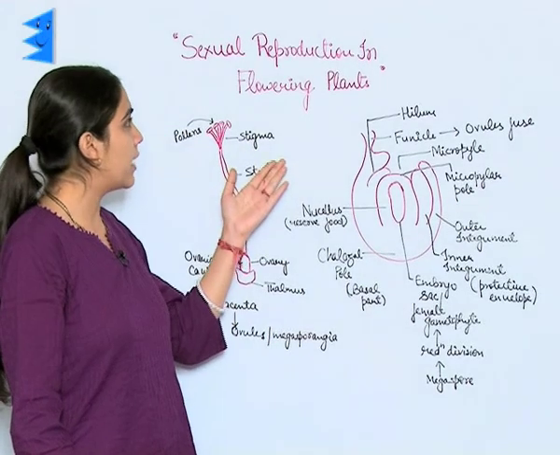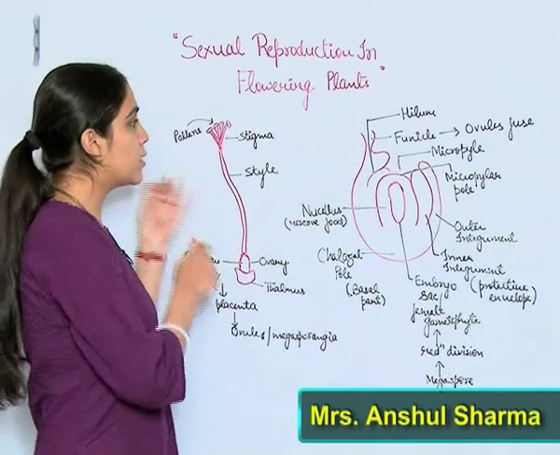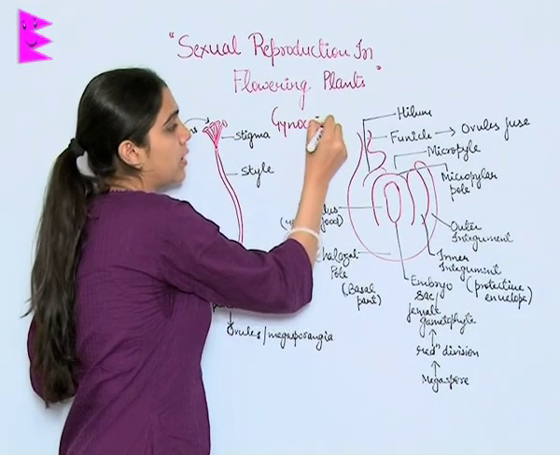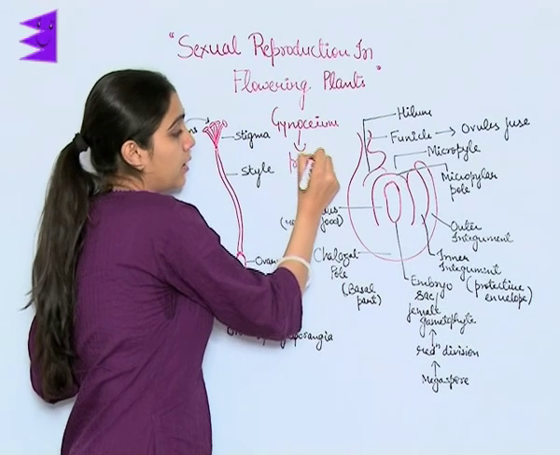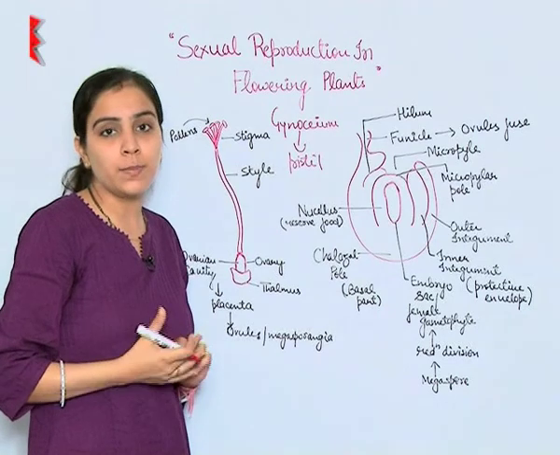Now we will be studying the female part of flowering plants, which is known as gynoecium. This gynoecium consists of pistils. A gynoecium may consist of a single pistil or multiple pistils.